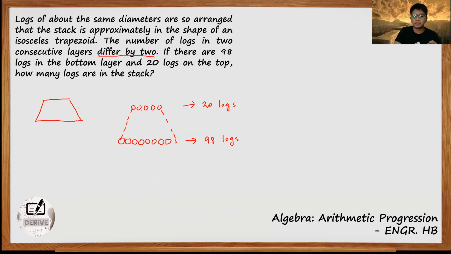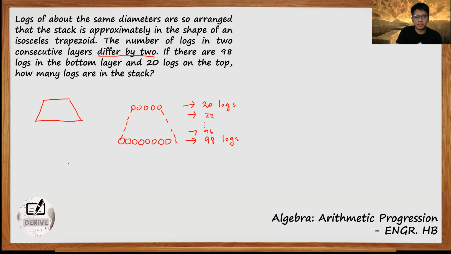Ibig sabihin, si 20 dito, may 22, may 24. Bago naman si 98, may 96. So, meron yan 22, meron yan 96, parang ganon. Okay. So, how many logs are in the stack? So, ilang logs daw yung mabubuo sa area na to ng isosceles trapezoid arrangement ng logs?